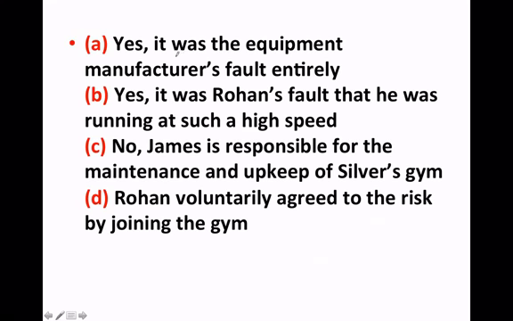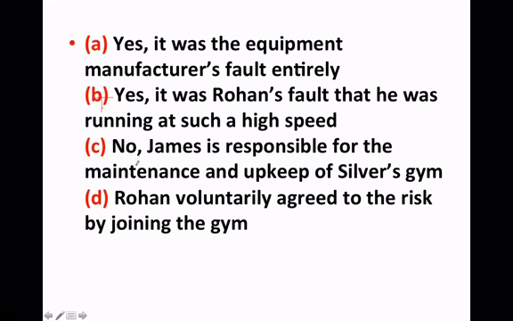Option A says that yes, he can escape liability. It was not his fault, it was the equipment manufacturer's fault. Is this true? It can be true. Let's have a look at other options. Yes, it was Rohan's fault that he was running at such a high speed. No, this is completely wrong. It does not say anywhere that running at high speed should have been prohibited or that the machine was not capable of handling high speeds. The third option says that James is responsible for the maintenance and upkeep of Silver's gym.